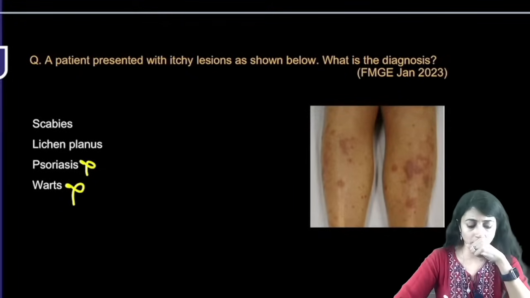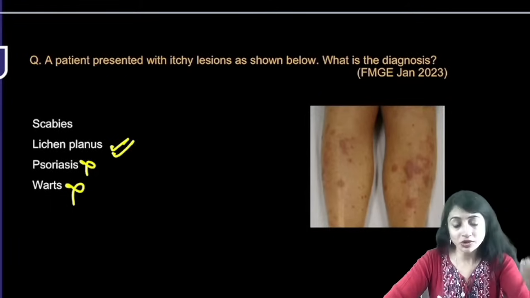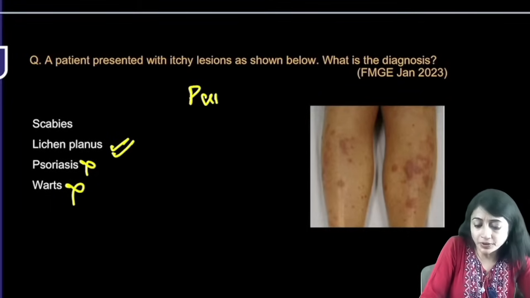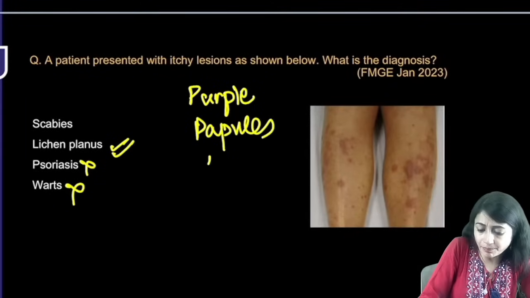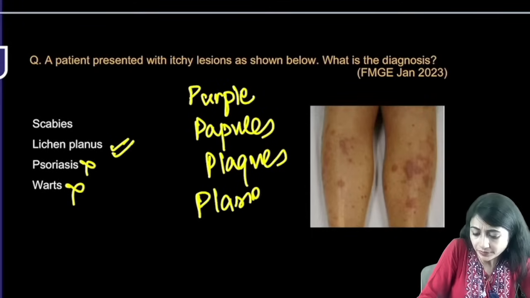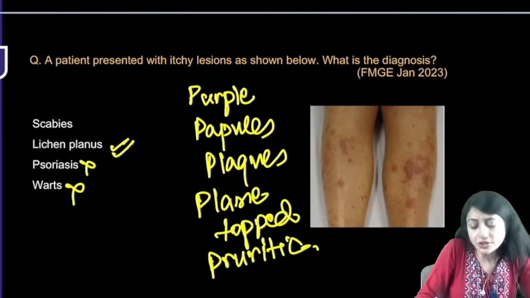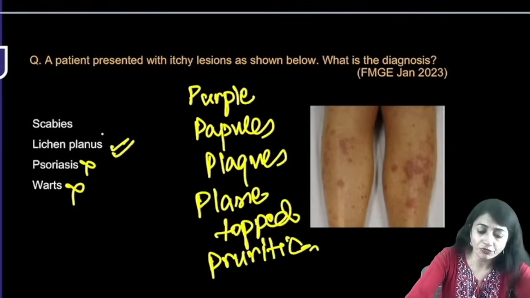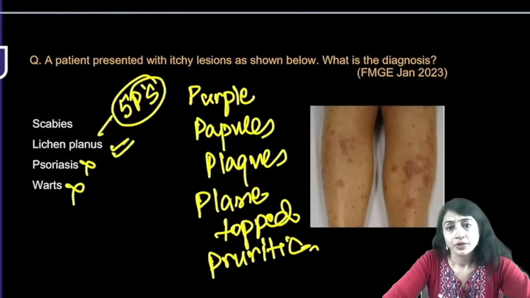Absolutely right. It is lichen planus because, as I just mentioned, you are seeing purple papules and plaques which are flat topped and which are pruritic. As is mentioned in the question, the lesions are itchy or pruritic. So the 5 P's, which are seen with lichen planus.